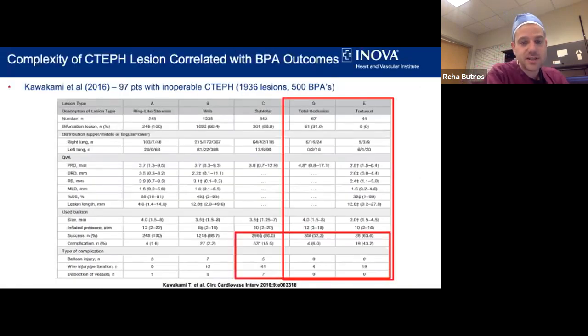This is a study where they looked at 97 patients who underwent BPA, and they classified it according to the lesion type. The subtotal, total, and tortuous vessels carry the highest complication rate and the lowest success rate.